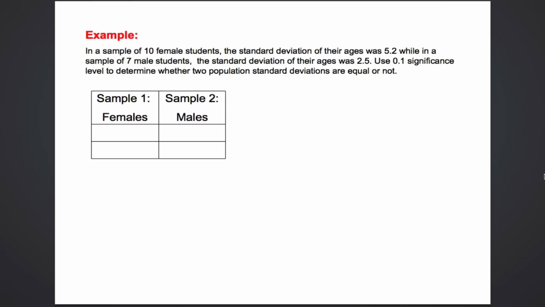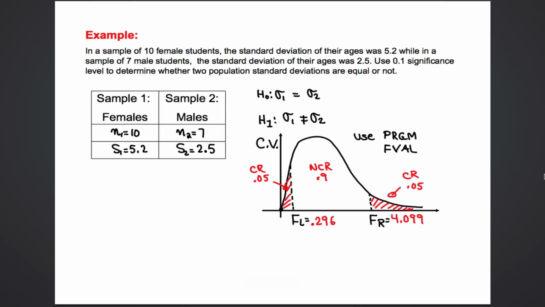So which one becomes sample 1? 10 females, standard deviation 5.2, 7 males, standard deviation of 2.5. So sample 1 will be females because they have a larger standard deviation. And sample 2 becomes the males, which has the smaller standard deviation. Our H0 will be the two population standard deviations equal. And alternative hypothesis will be that the two population standard deviations are different.